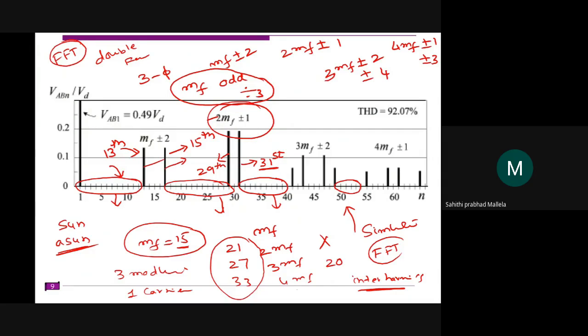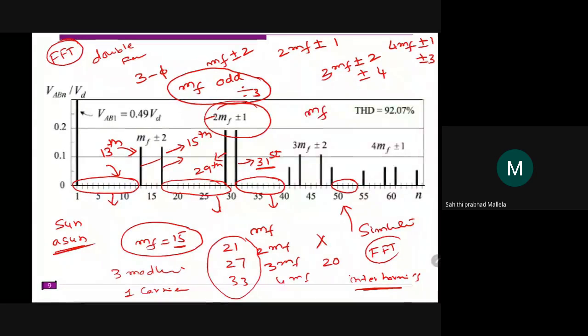Okay, clear? So remember one thing: when MF is greater than 21, synchronous and asynchronous are more or less the same. Synchronous PWM or asynchronous PWM, more or less the performance is the same. Some harmonics will still be present, but their magnitudes are very small.